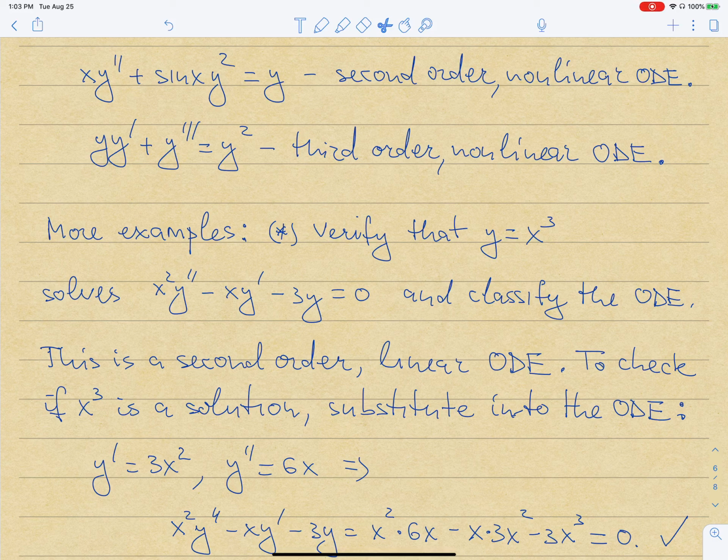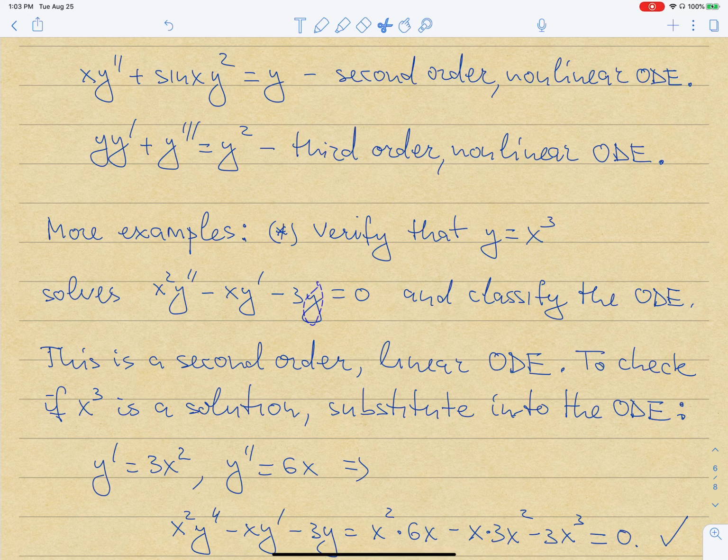All right, some more examples. I want to verify that the function y equal to x cubed solves this equation, and I want to classify the ODE that I got. So let's classify the ODE first. It's a second order. It looks like a function of x times y double prime plus another function of x times y prime plus another function of x times y equal to 0. So this must be a second order linear ODE.